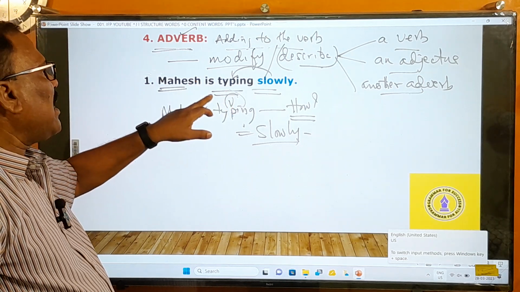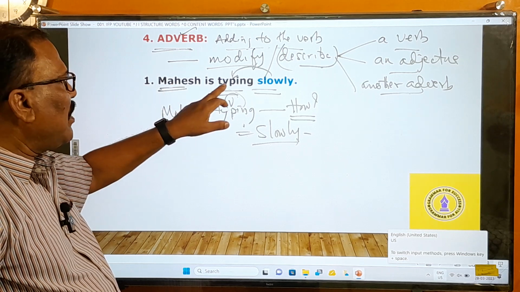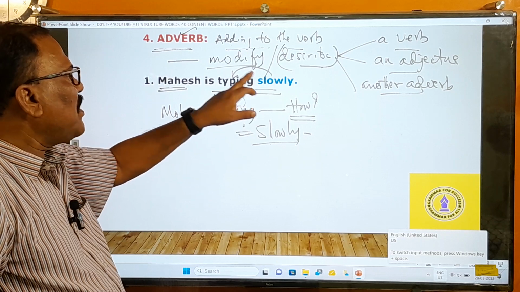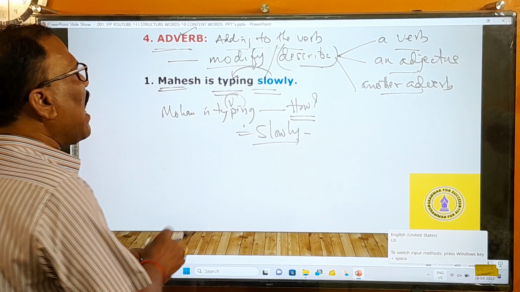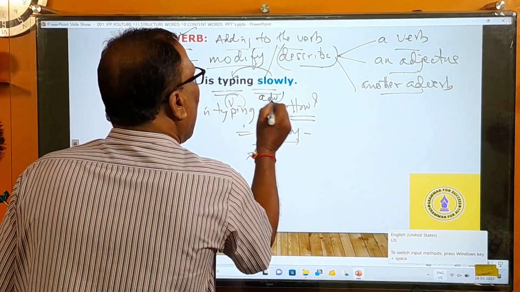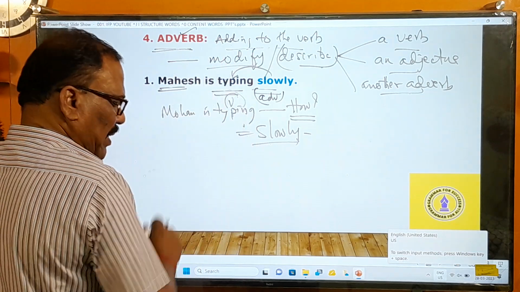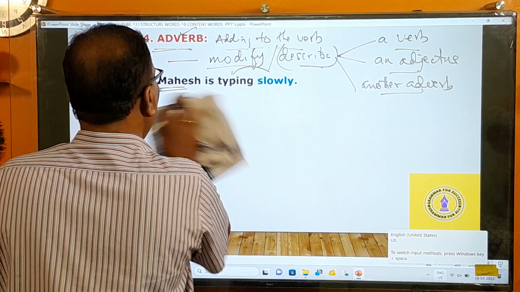It is the action of the subject, that is Mahesh. Mahesh is doing this job, this action, therefore it's a verb. And this word is describing that verb typing, and therefore it is an adverb. So adverbs describe or modify verbs. That point is clear. Okay, and here one more example I'll give you.